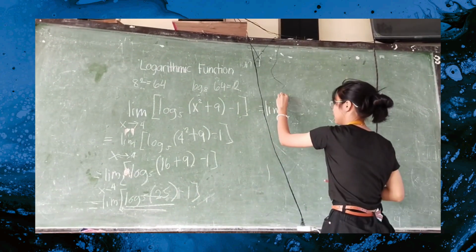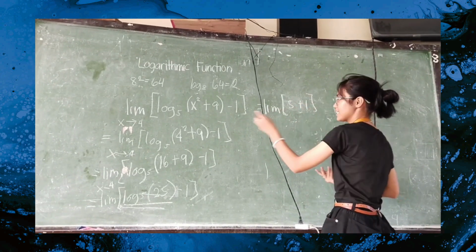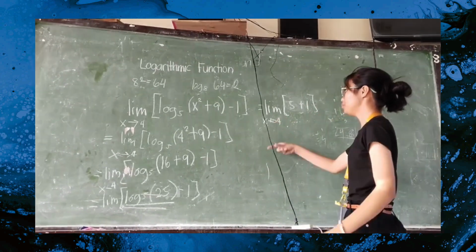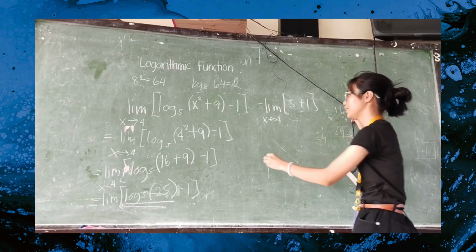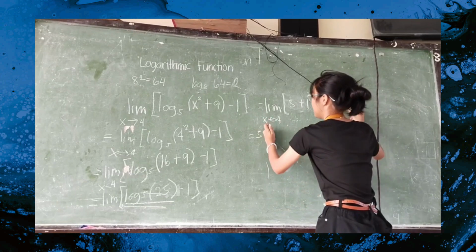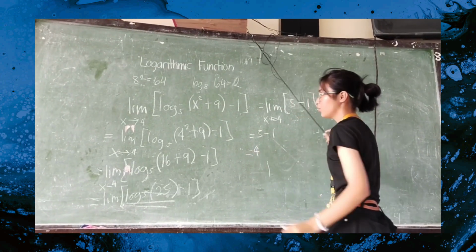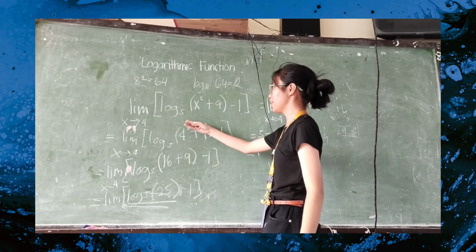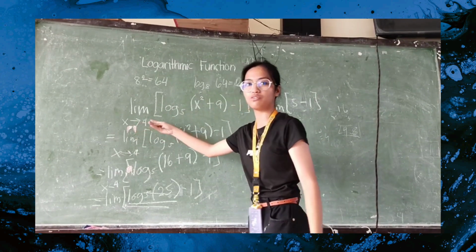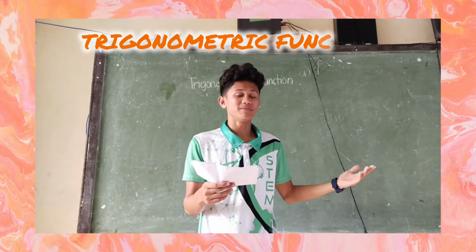So the remaining would be 5 plus 1 as x approaches 4. So we should remove the limit now because this is the remaining, so it would be 5 plus 1, which actually is minus 1, sorry. 5 minus 1, which is 4. So the limit of log base 5 of x squared plus 9, minus 1 as x approaches 4, the answer would be 4. Let's move on into the trigonometric function.